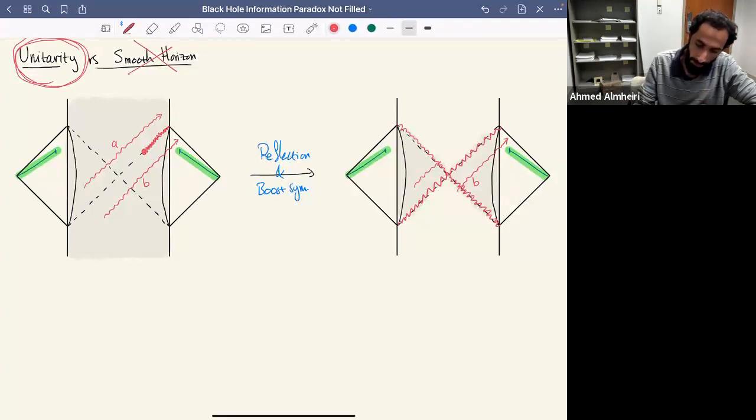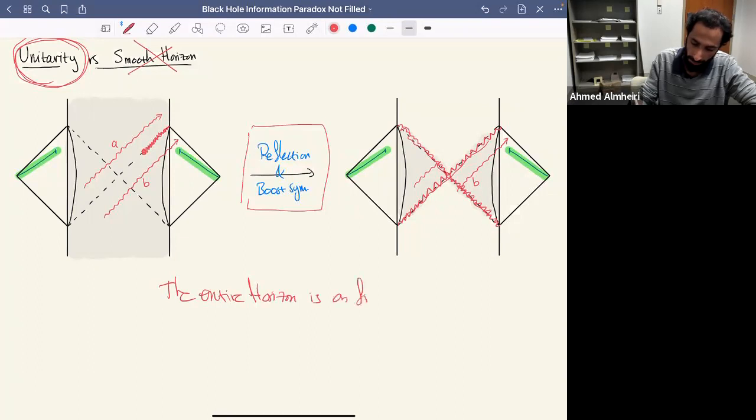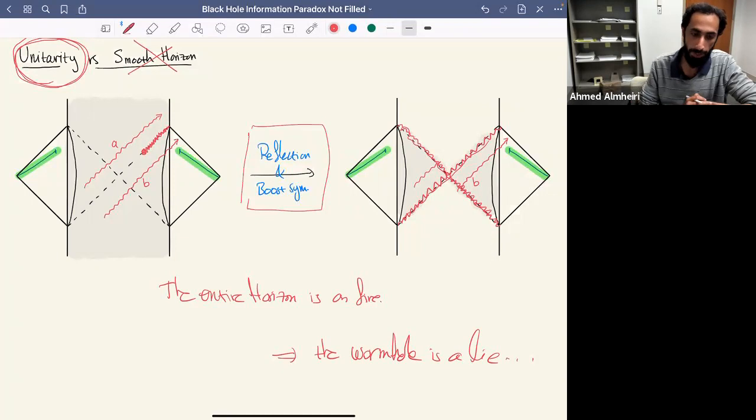That's one statement. The other statement is that if it happens at any point on the horizon, using the symmetries of this spacetime, the fact that you have reflection symmetry and a boost symmetry, this means that the entire horizon is actually on fire. Okay, so the entire horizon is on fire. And therefore, the wormhole is a lie. Any questions about the firewall paradox?